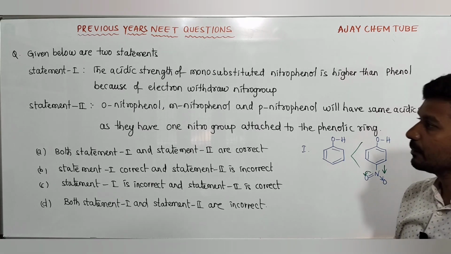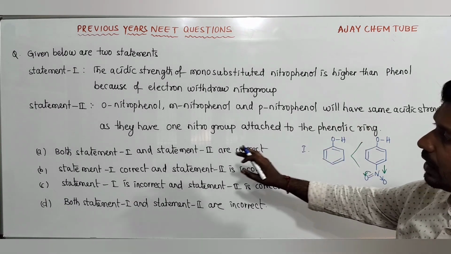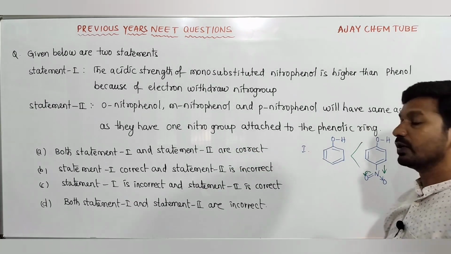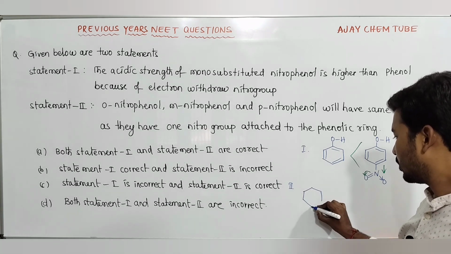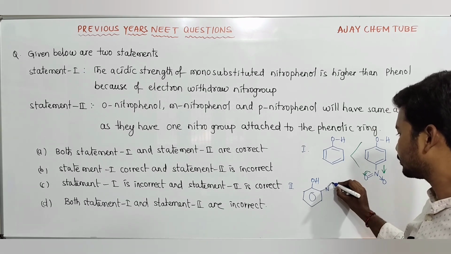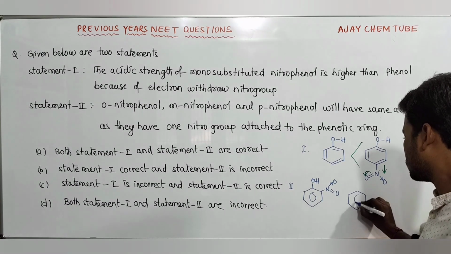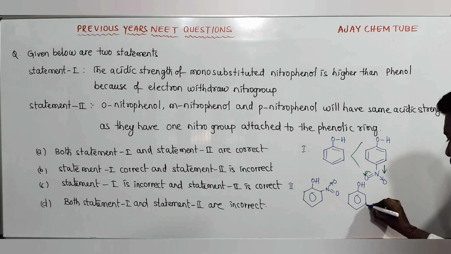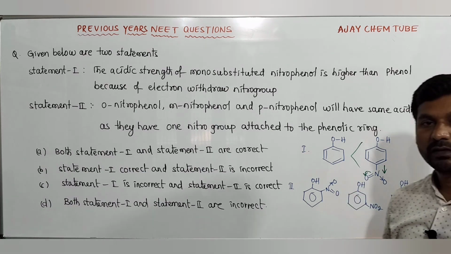Next, statement 2: orthonitrophenol, metanitrophenol and paranitrophenol will have the same acidic strength as they have one nitro group attached to the phenolic ring. This is orthonitrophenol, this is metanitrophenol, and this is paranitrophenol. They will have the same acidic strength because all have one nitro group.